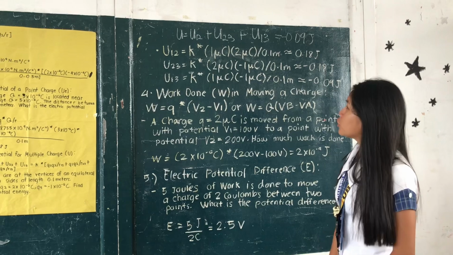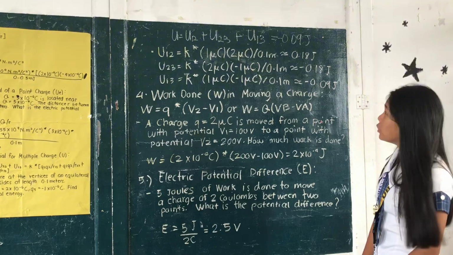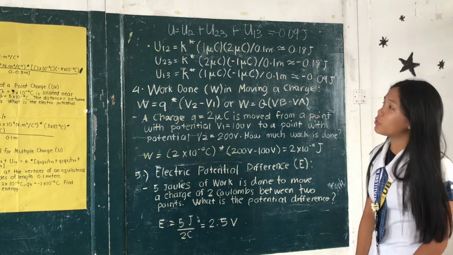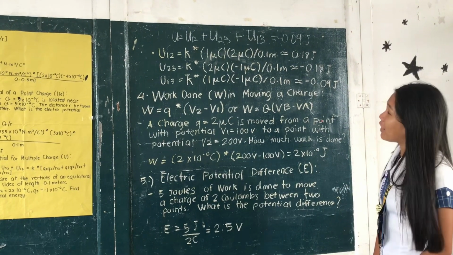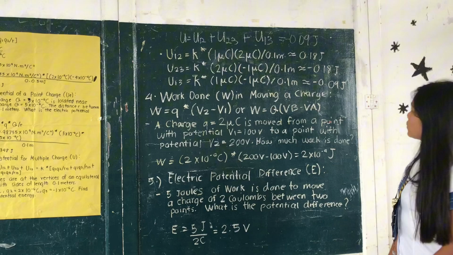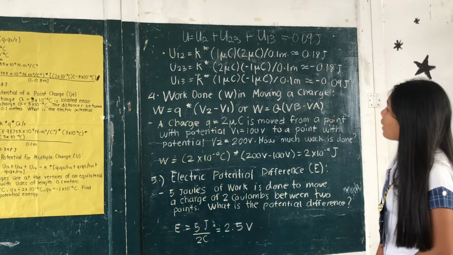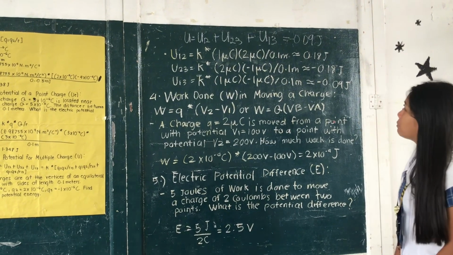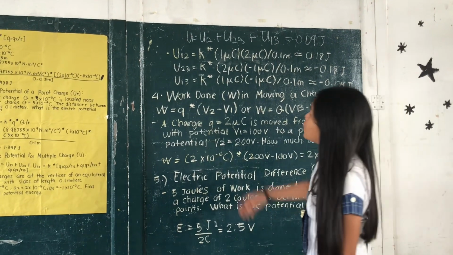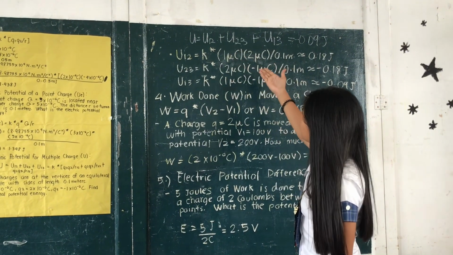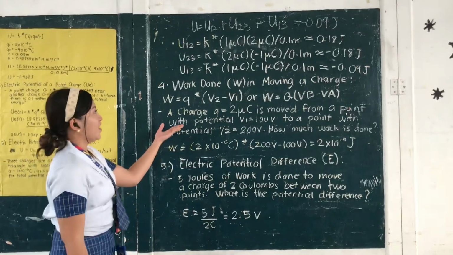So we have here U12 is equal to K times 1 microcoulomb times 2 microcoulombs divided by 0.1 meters, which is equal to 0.18 joules. U23 is equal to K times 2 microcoulombs times negative 1 microcoulomb divided by 0.1 meter, which is equal to negative 0.18 joules. U13 is equal to K times 1 microcoulomb times negative 1 microcoulomb divided by 0.1 meter, which is equal to negative 0.09 joules. So the answer, U, is equal to U12 plus U23 plus U13, which is negative 0.09 joules. Work done.